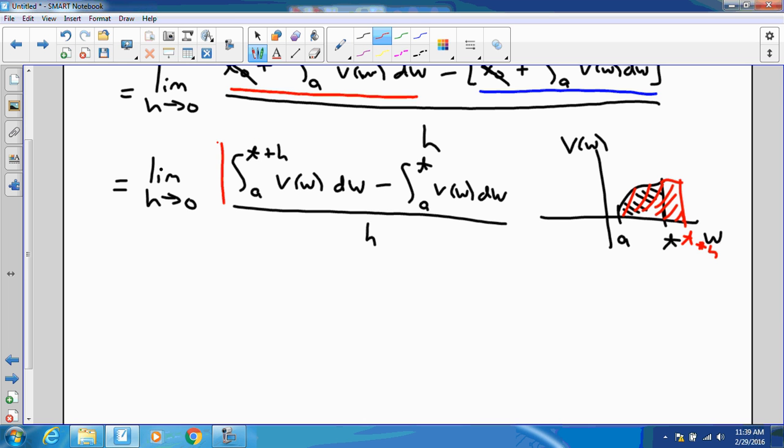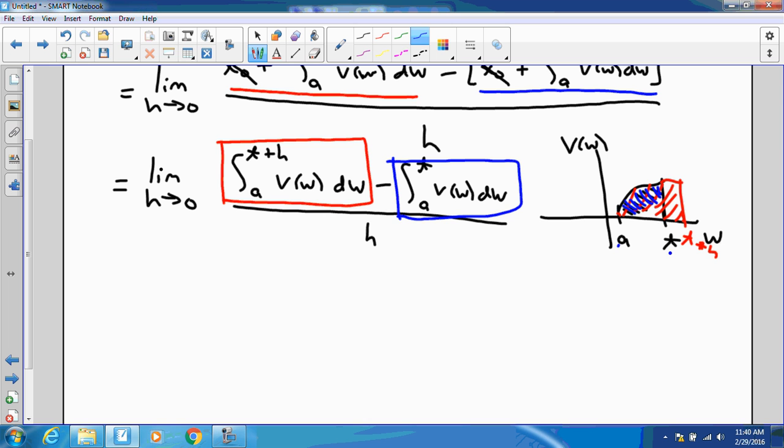The quantity in red is the displacement from a to t plus h. And that's represented as the area from a to t plus h right here. Okay? And the quantity in blue, let me take this guy and make him blue, is the area from a to t. That's the displacement from a to t. And so my question is, when I subtract the stuff in blue from the stuff in red, what's left? The difference between those two is this small little sliver right here, right?